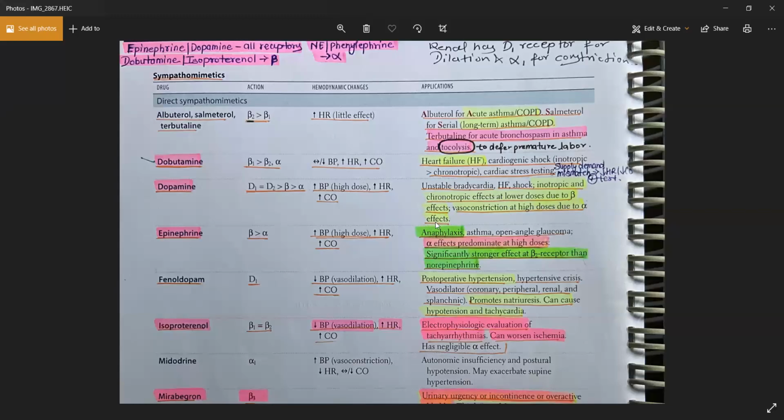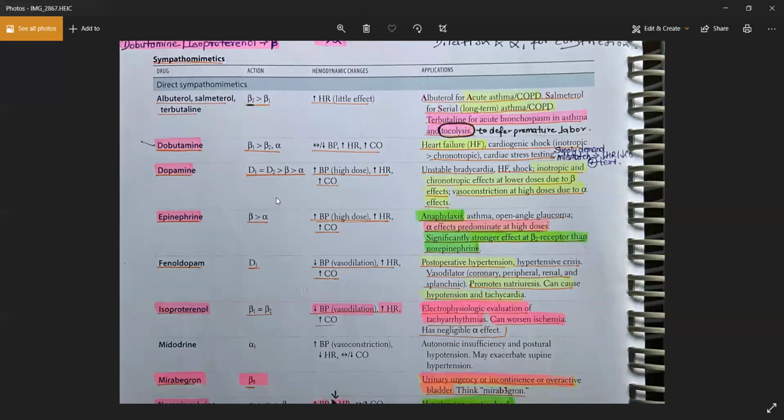Very much important to know. Okay, then the agent which has just the dopamine effect is the fenoldopam. It can only stimulate the D1 receptors. Can anyone tell me what kind of G protein coupled receptors the D1 receptors are? Gs protein. What exactly? Stimulatory.